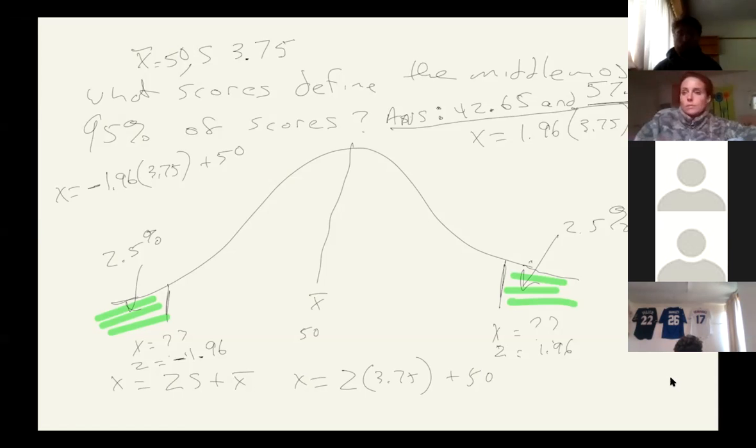So if 95% of people are in there and we're looking for people who have extreme views, then we're looking for people whose scores are below 42.65 or above 57.35. Now we have our 2 groups with extreme views, which we may or may not want. This is just an example.